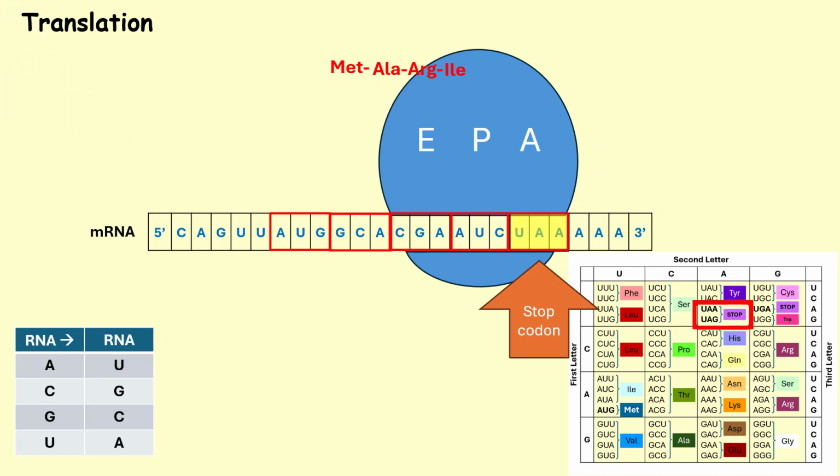At this point, the ribosome subunits will separate. They release the messenger RNA and the newly formed amino acid sequence.